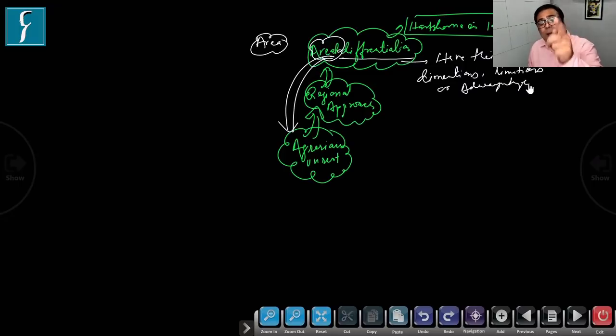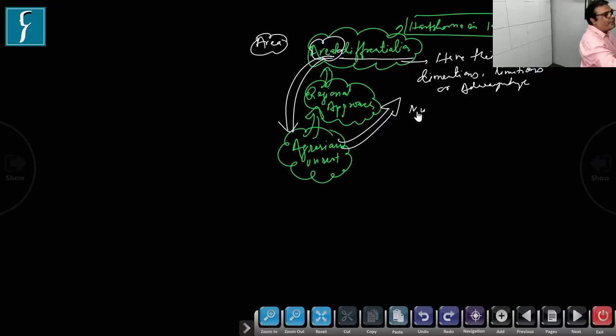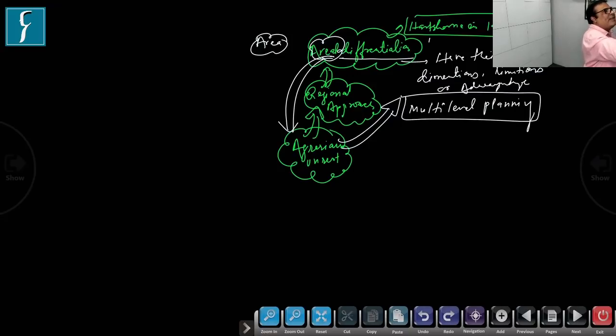And this was also a major reason why the centralized developmental pattern could not work. And here another topic you can add, and that is called multi-level planning. That is mentioned in paper 2, and this is mentioned in paper 1. You can see how from one topic the dimensions are opening up.